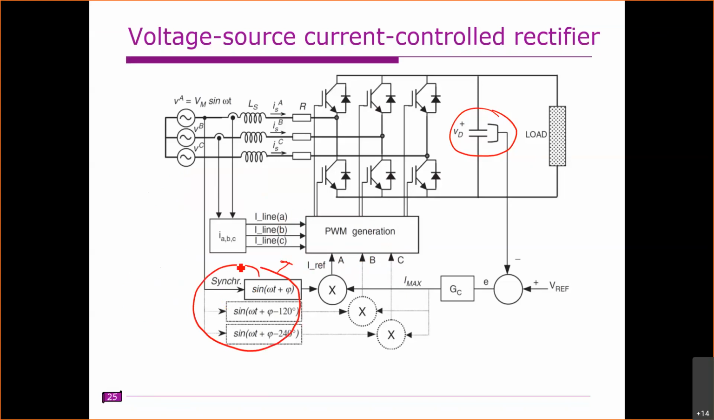These reference signals are normally known as unit templates. We already discussed this. These are known as unit templates. Their value is always changing from +1 to -1, if it is a sine wave. So this is for A phase, this is for B phase, and this is for C phase.